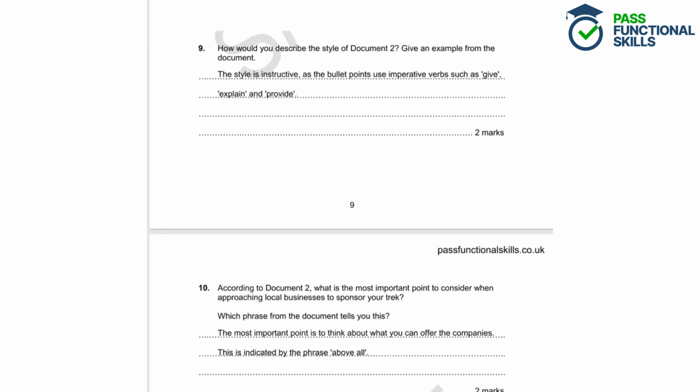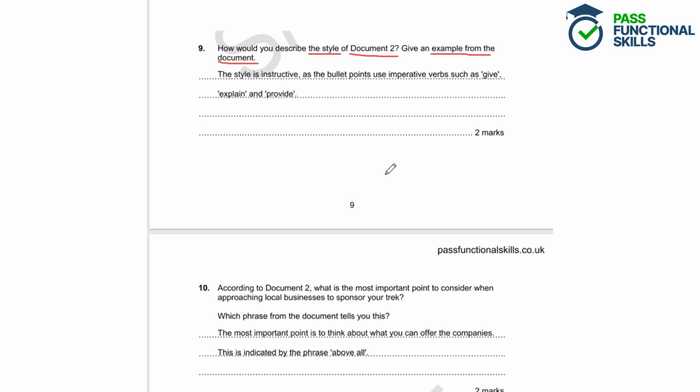Question 9. How would you describe the style of document 2? Give an example from the document. So here we need to look at document 2 and identify the style of the text, using an example from the document to support the style that we choose. Now, the style of a text is the way that it's written, and it can be an instructive text, an informative text, or a persuasive text written in a persuasive style.